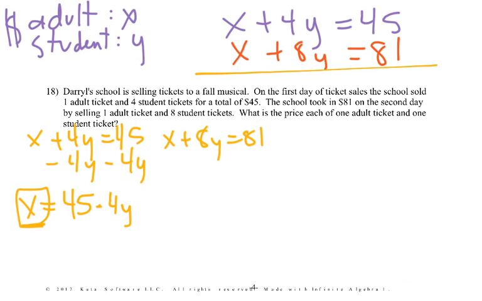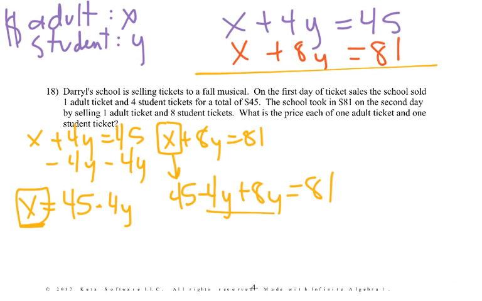So this x, I can then replace with the 45 minus 4y, plus 8y equals 81. Now I have the y's. Subtract 45. So 81 minus 45. Borrow, that'd be 11, so 6. That would be 7, so 36.